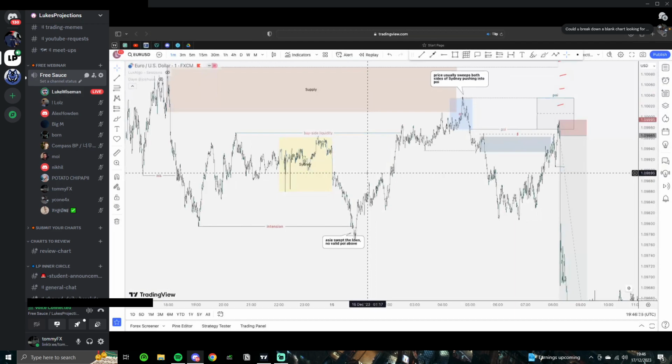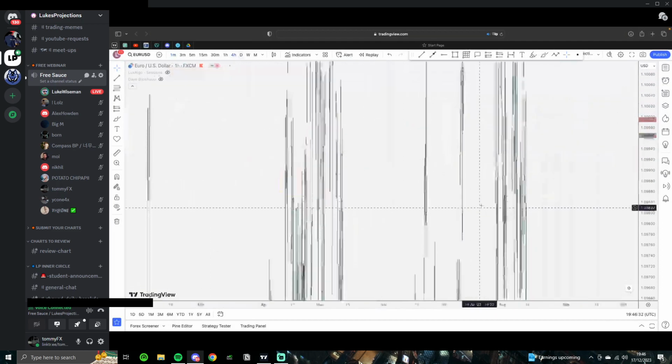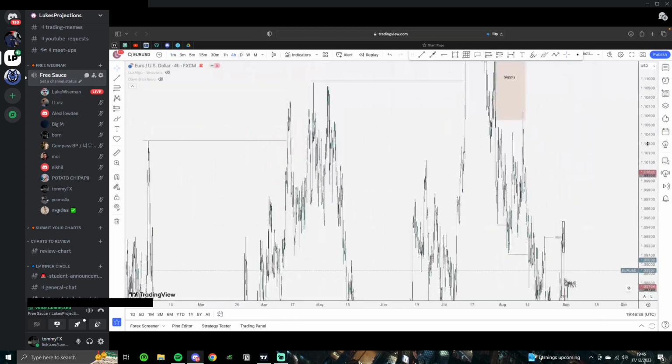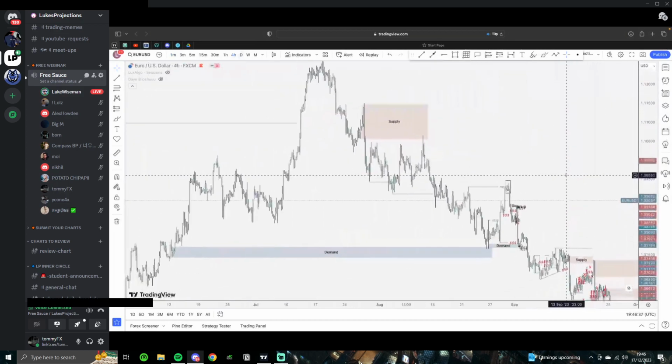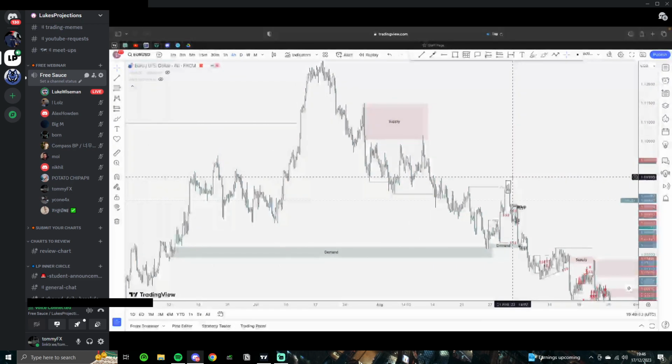Could you break down a blank chart, looking for the market intention starting from the higher time frame? Yeah, of course. That's what I pretty much did with this trade. I'm going to show you my preference, what I'm trying to do, right? When finding the market intention, I'm not looking for the market intention for, let's say, the entire next day or the following week. When I'm coming on at 6:30, 7, I'm only trying to look for the market's intention for the next 2-3 hours.